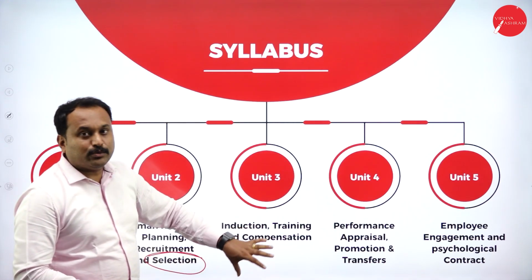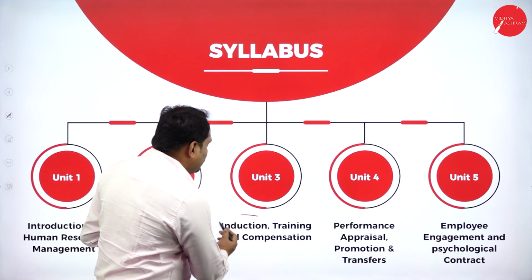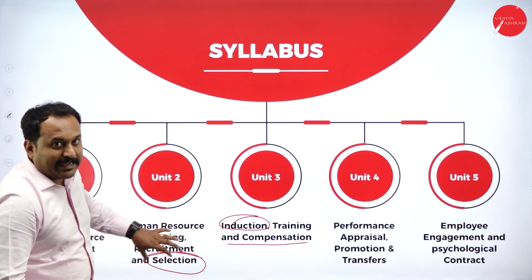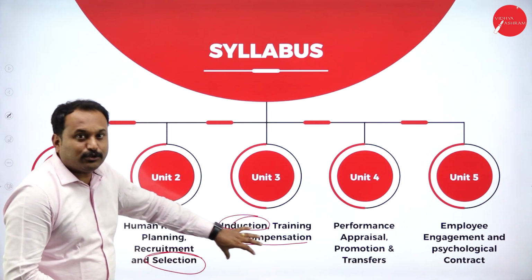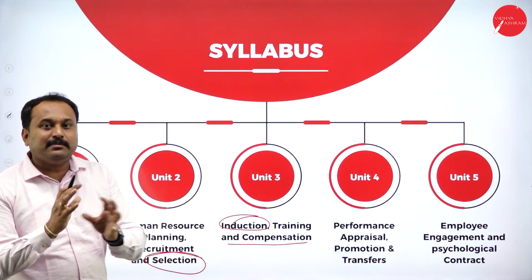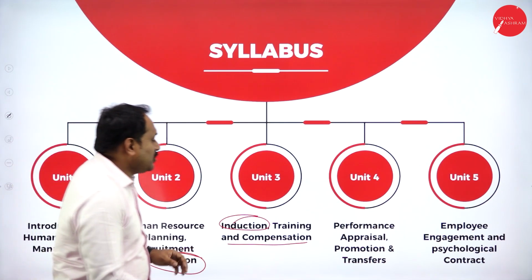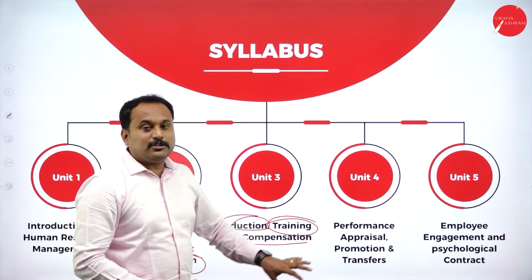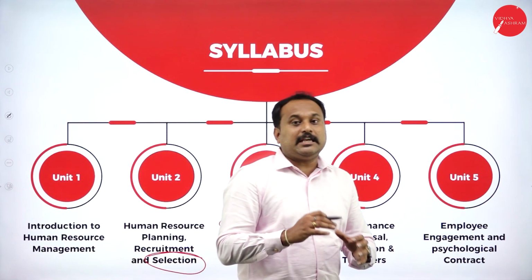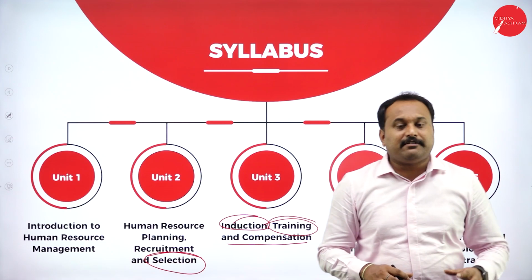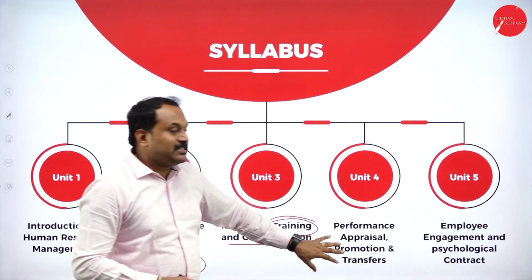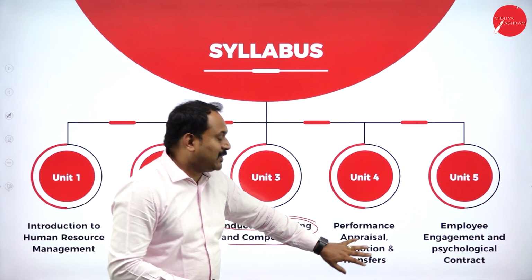The third unit is called induction, training and compensation. Again, between the second unit and the third unit, you will feel that there are some similarities, because there is something called training and compensation. So this chapter also has 30 marks, where a 15 marks, 10 marks and a 5 marks question will be asked. The fourth unit is performance appraisal, promotion and transfer.